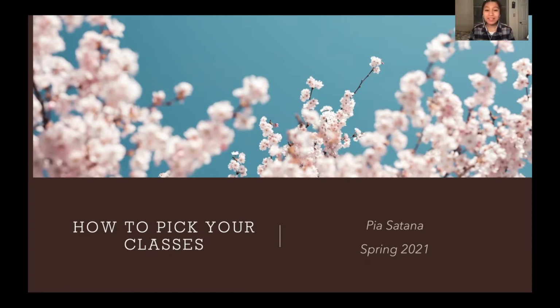Pick your classes. Full disclosure, I'm making this in the spring of 2021, so if you are taking classes in 2023 or 2025, sometime in the future, some of this may not be the same for you, so check with your advisor. But as of right now, this is kind of what you should be looking at when you are trying to figure out your 4-year plan as a music ed major.